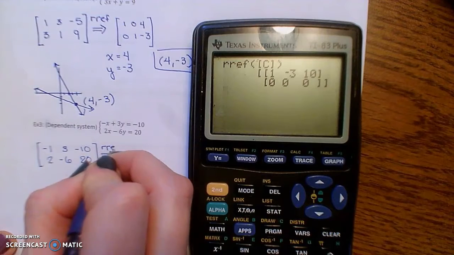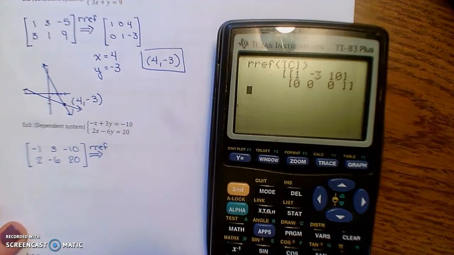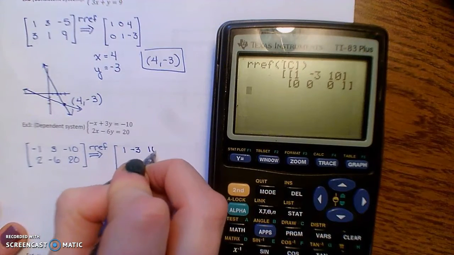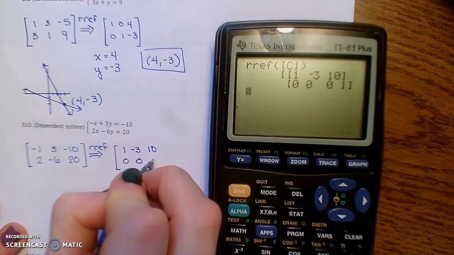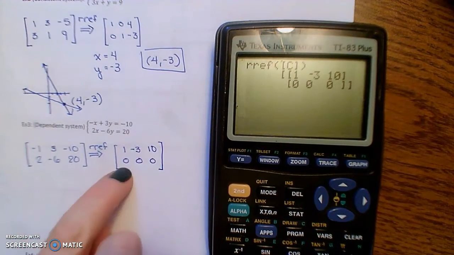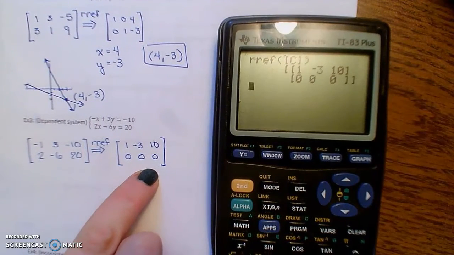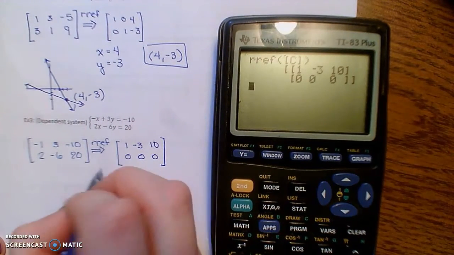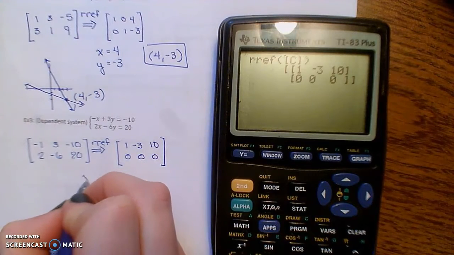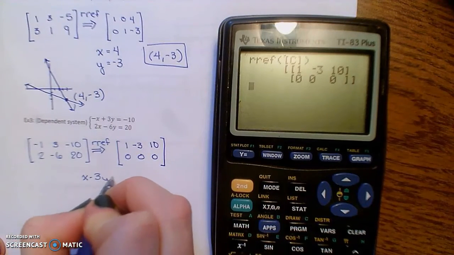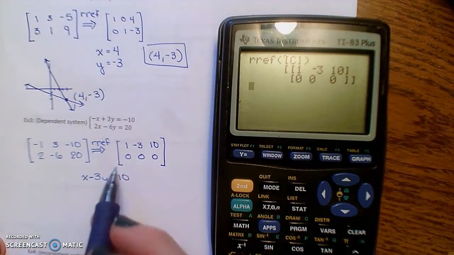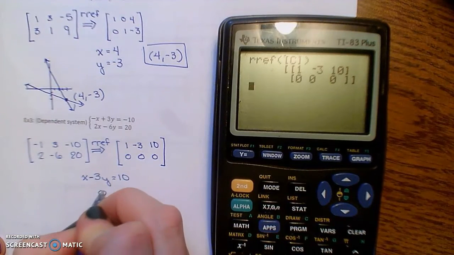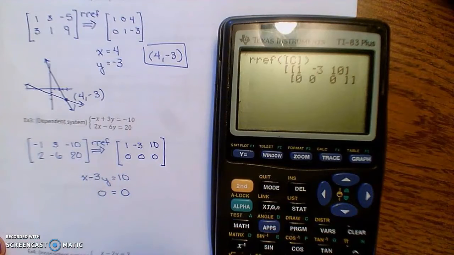So the reduced row echelon form of the matrix is 1, -3, 10, 0, 0, 0. So notice we got a whole row of zeros. Let's translate that back into an equation to see what that actually means. So this tells us 1x minus 3y equals 10. And the second equation tells us 0x plus 0y, which is 0, equals 0.